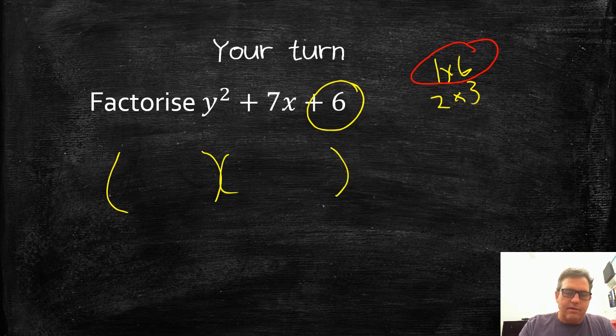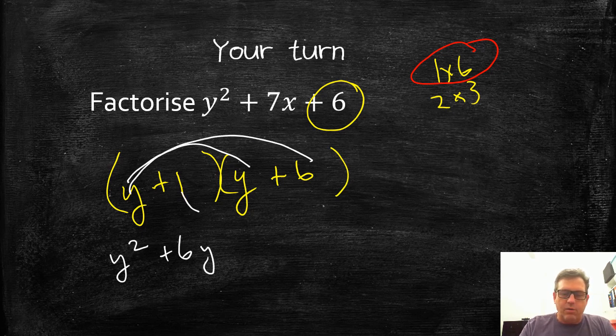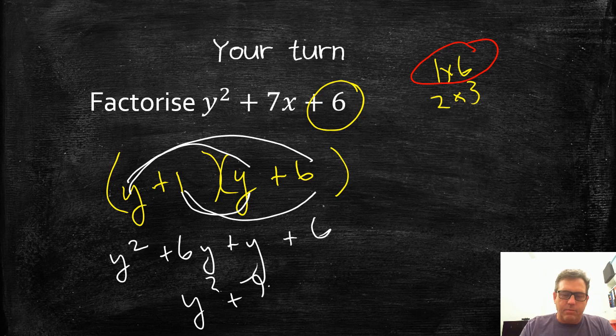So how am I going to factorize this? Two brackets. I know the first term in each one is going to be y because y times y is y squared. And I need 1 and 6, so it's going to be plus 1 and plus 6. The order of those two doesn't matter. Let's check, and when we check, we see why this works. y times y is y squared. y times 6 is 6y. 1 times y is 1y, and 1 times 6 is 6. If I simplify this, y squared plus 7y plus 6. So you see why it works. You see why we're looking for things that multiply to 6 and add to 7.